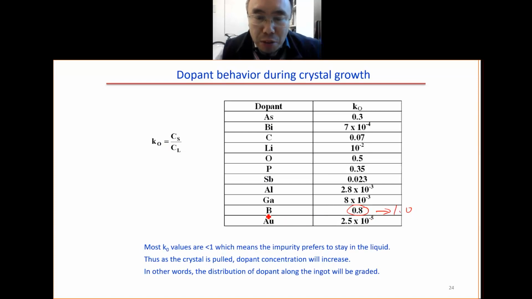As a result, the boron doped wafer is cheaper than other wafers, because if you make a big cylinder, the dopant along the top and the bottom is more uniform than other wafers. So phosphorus is 0.35, antimony is 0.023, and arsenic is 0.3.